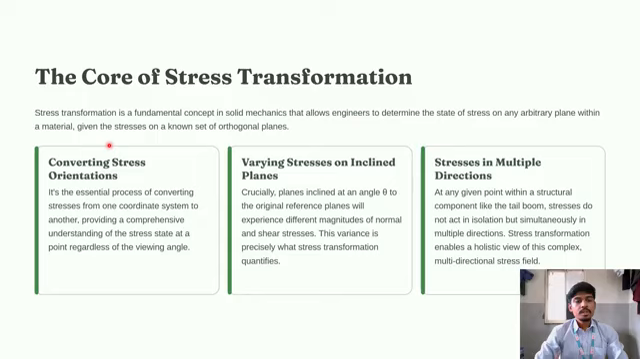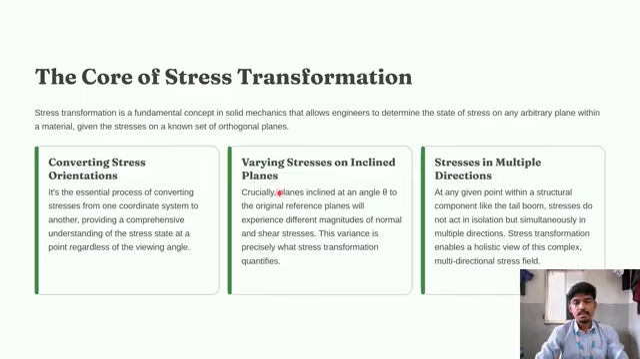What is the core of stress transformation? It is a fundamental concept in solid mechanics that allows engineers to determine the state of stress on an arbitrary plane within the material. Converting stress orientations is an essential process of converting stresses from one coordinate system to another, providing a comprehensive understanding of the stress state at a point regardless of viewing angle.